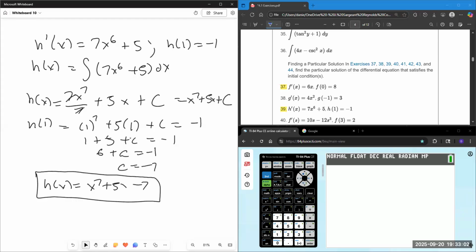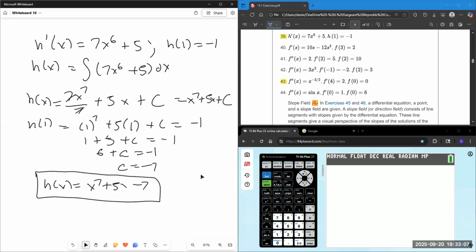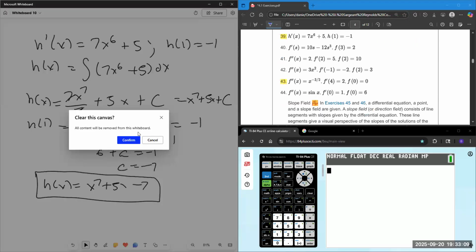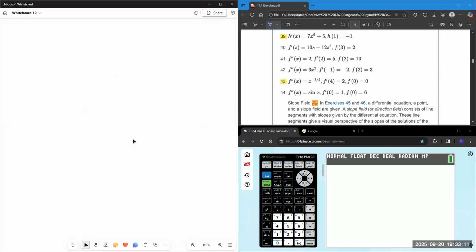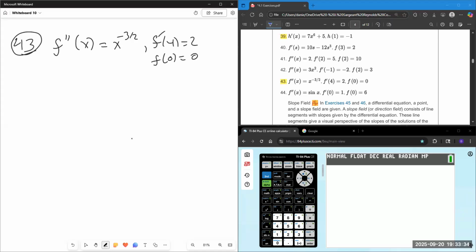All right, let's look at our next problem, which is 43. And 43 starts off with the second derivative, so we're going to need to have more than one constant of integration. So don't label them all C, give them subscripts like C1 and C2 and so on. So this is x to the negative 3/2, f of 4 equals 2. Sorry, that's f prime of 4 equals 2, f of 0 is equal to 0.